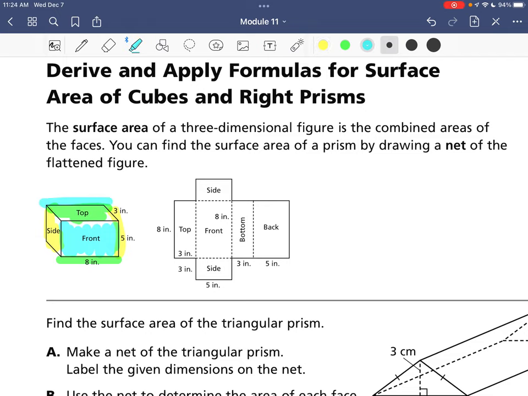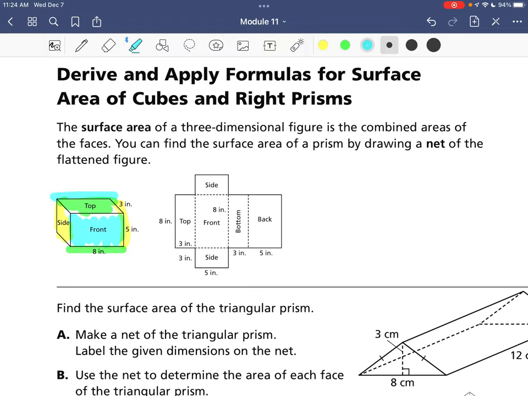Okay. You can find the surface area of a prism by drawing a net. So that's what this little guy is, the net of the flattened figure. So you wrap up your box, you take that wrapping paper perfectly off, you lay it on the ground, and then we use our skills from our lesson on composite figures to find the area of each piece and add them together.